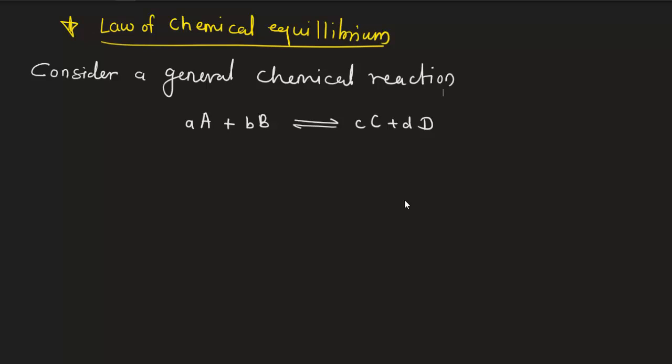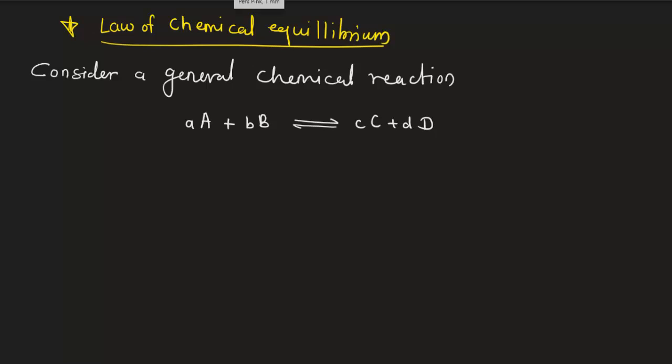Consider a general chemical reaction: small a A plus small b B gives rise to small c C plus small d D. Here capital A and capital B represent the reactants, and capital C and capital D represent the products. Small a and small b represent the reaction coefficients. Small c and small d also represent the reaction coefficients of the product molecules.